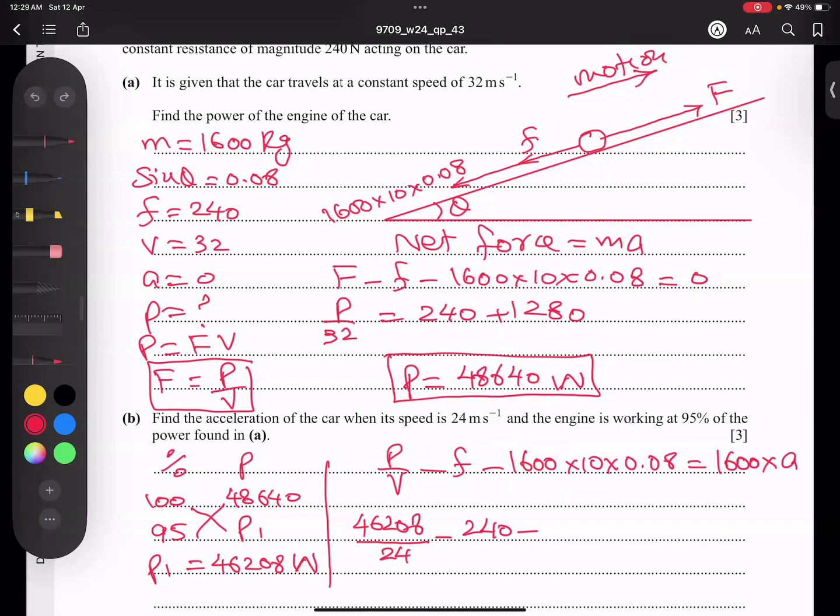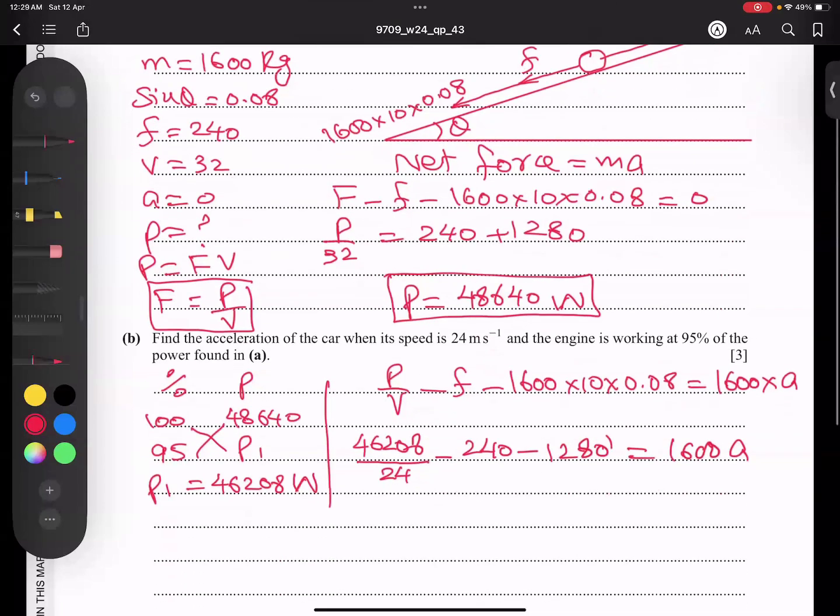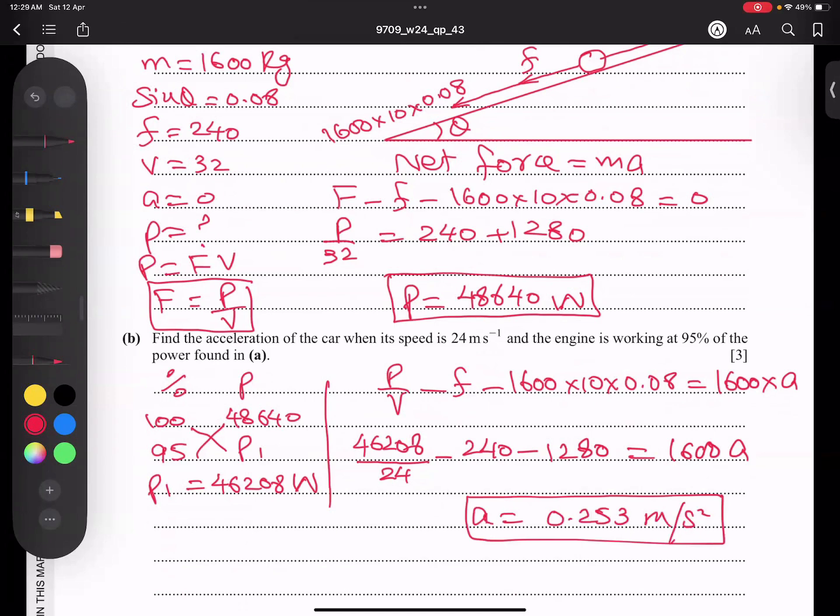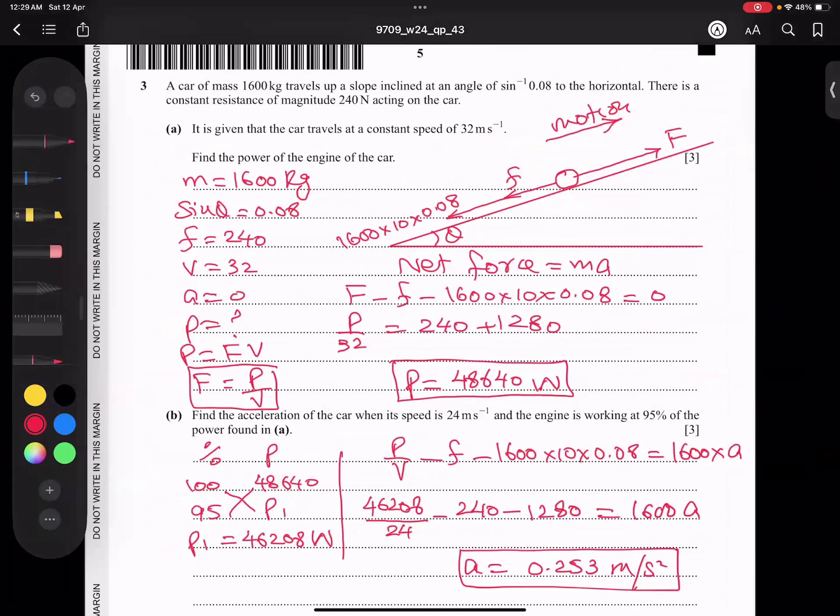No need to waste time. 1280 equals 1600 times acceleration, so I will type the whole thing in the calculator divided by 1600. Let me check in the calculator. It turns out to be 0.253 meters per second squared. Alhamdulillah, I think the point is very clear and we have done this question as well. So question number 3 is completely over, and now we can go for question number 4.